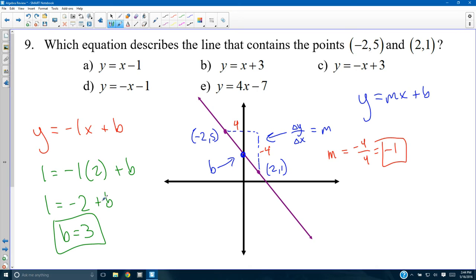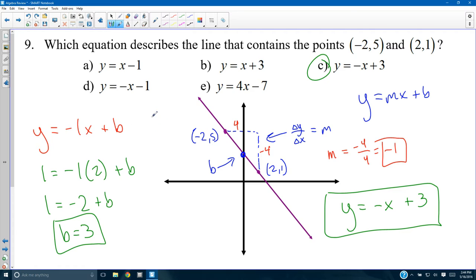It's going to be the same y-intercept. That's just how the rates work. So your final equation is y equals -1x, or better yet, -x, plus 3. Looks like that. That's right there. That's C.